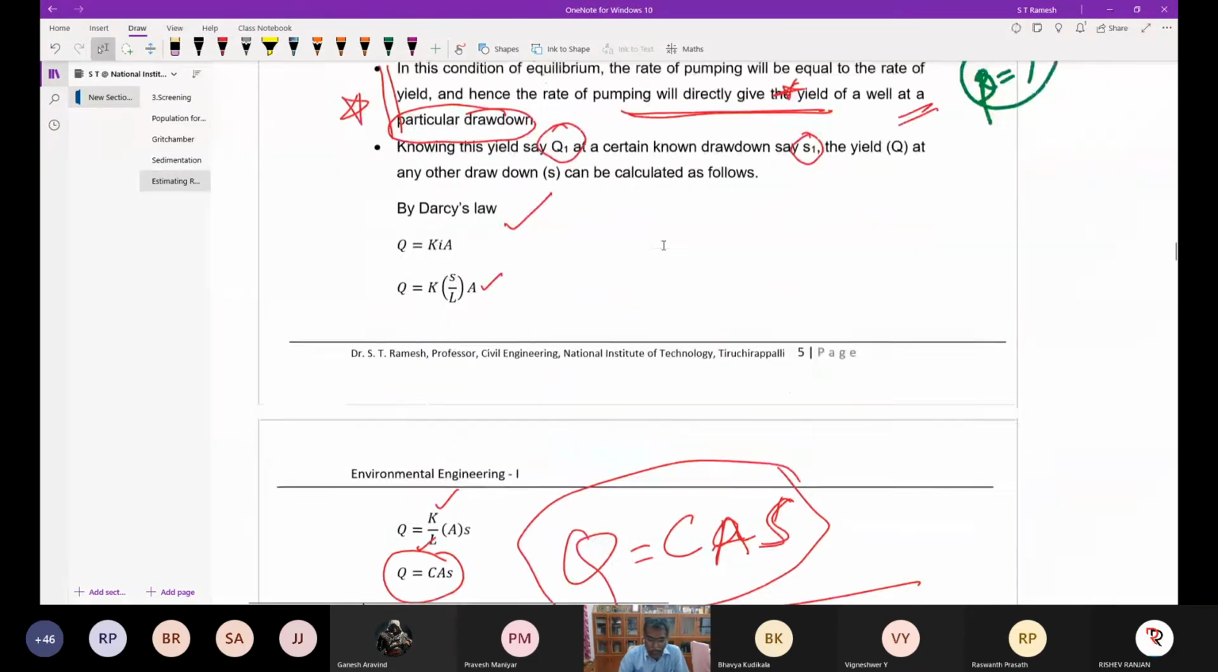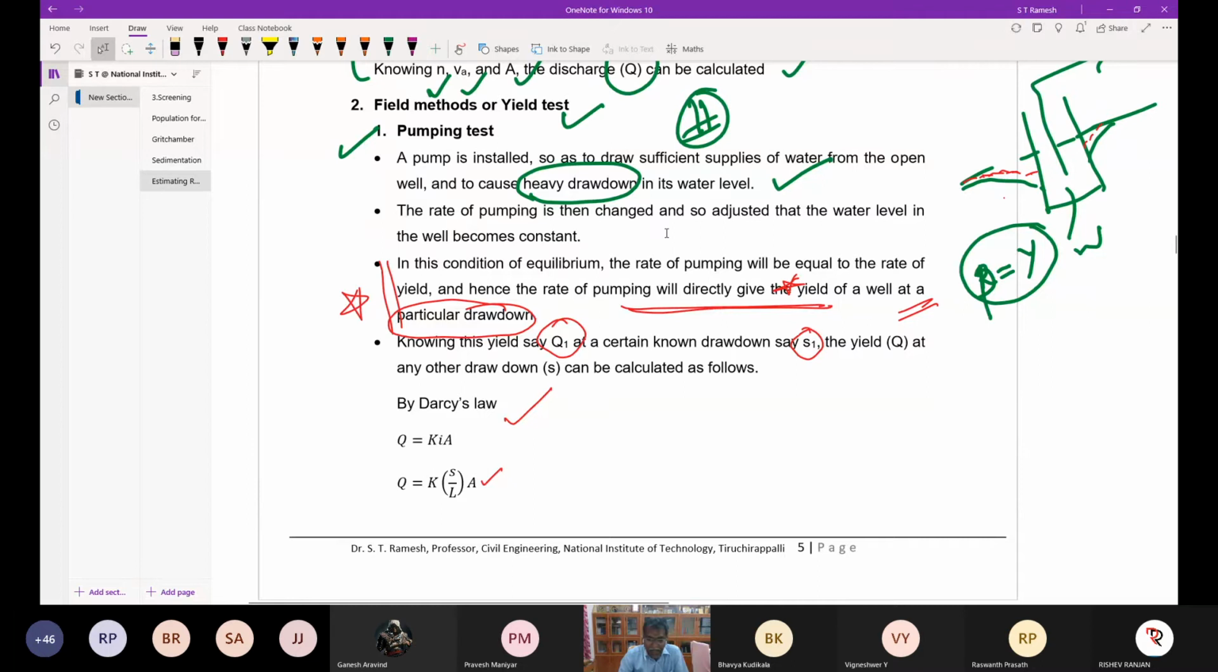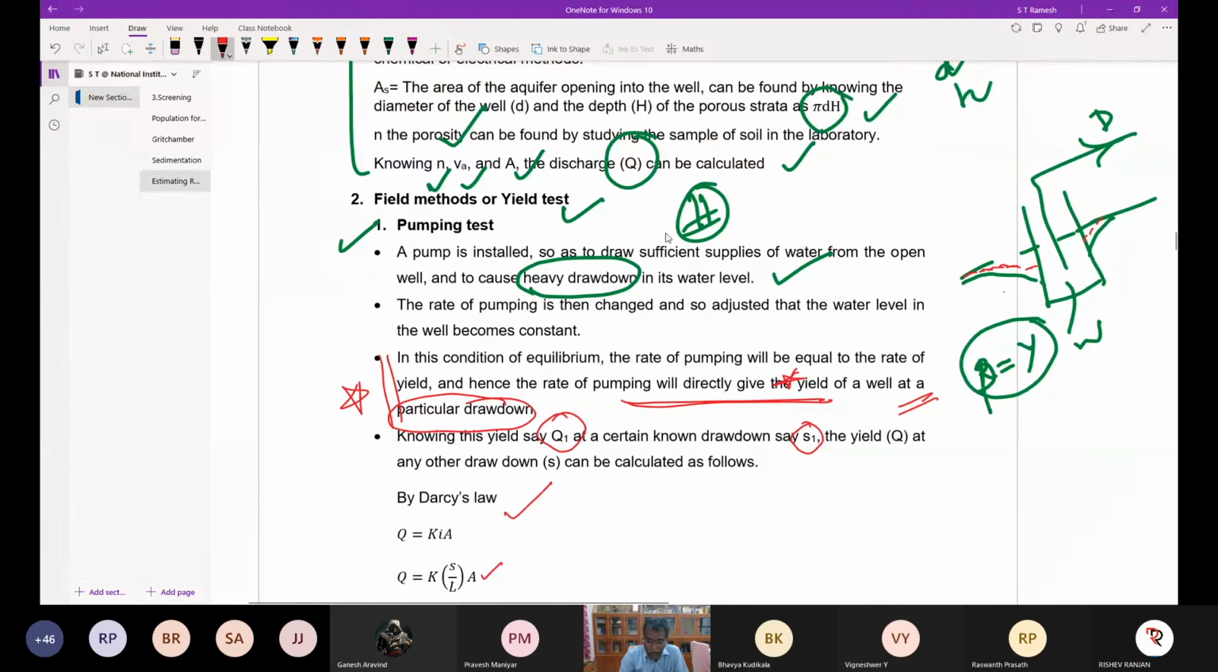Is it okay? So this also we discussed in the last class. You install a pump, switch on the pump, and make a heavy drawdown. For whatever particular drawdown you want, you adjust the pump to make a uniform drawdown occur, and then whatever you are pumping out is equal to the yield of the well. Or you can use this formula to calculate the yield. Is it okay?